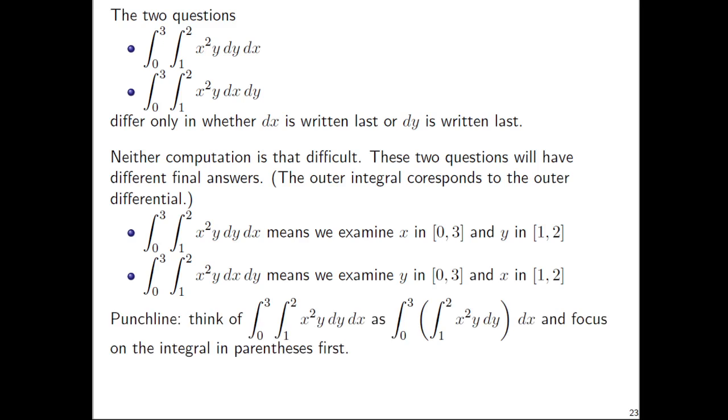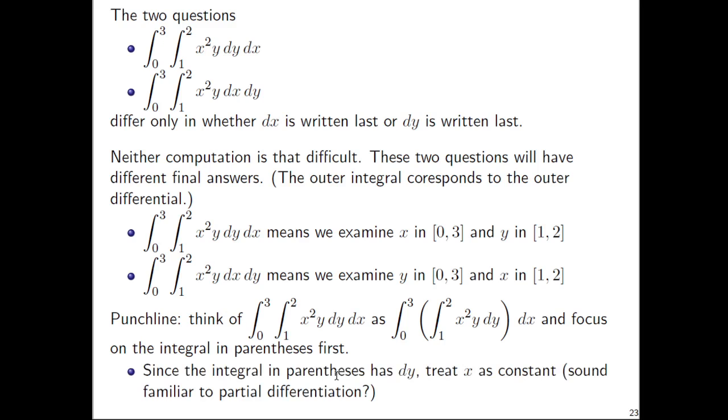Okay, so think of it more like this. Basically, when you see these double integrals where the numbers are written on both of the integrals, imagine inserting a set of parentheses. That's all that happened here. And focus on the integral inside parentheses first. Since the integral in parentheses is a dy, think of y as the variable, then think of x as being constant. I hope that sounds familiar. Sounds just a little bit like partial differentiation. So this is going to work out just fine.